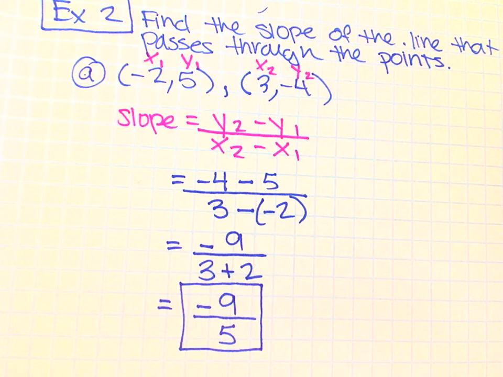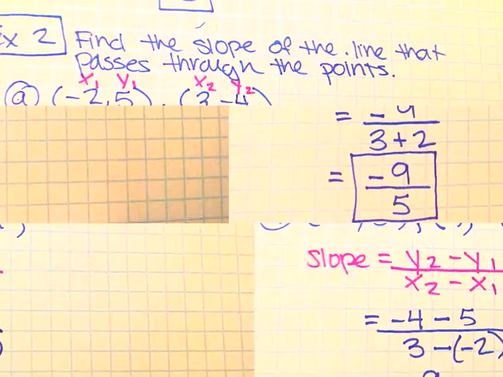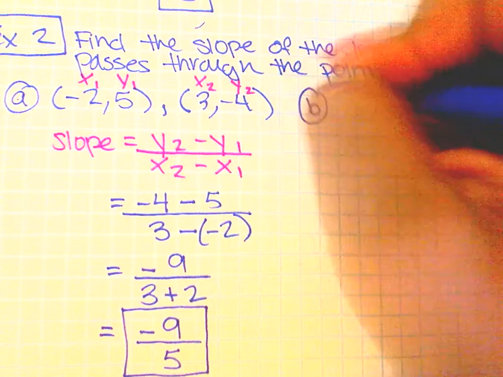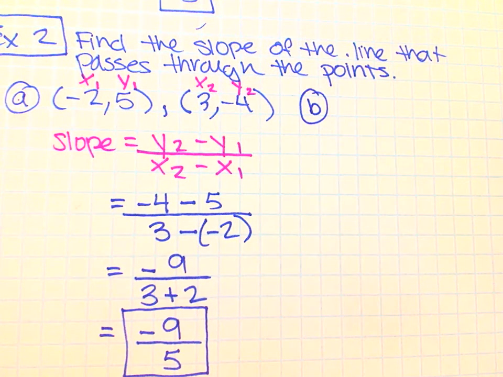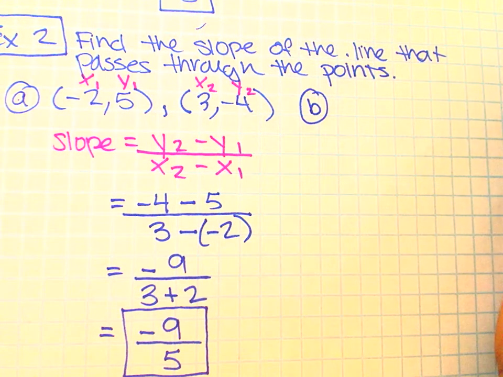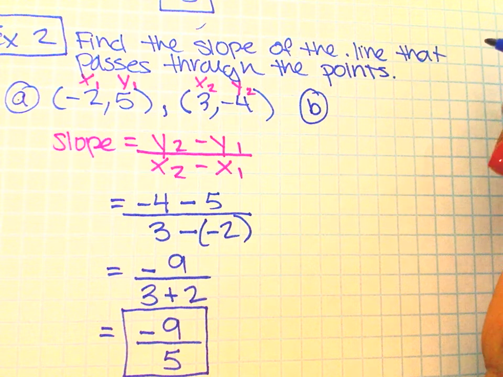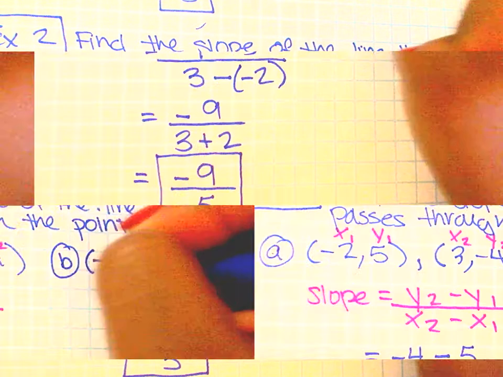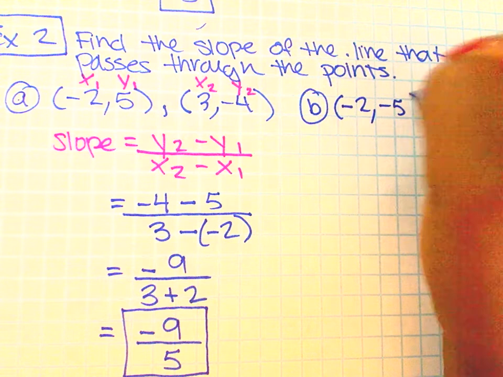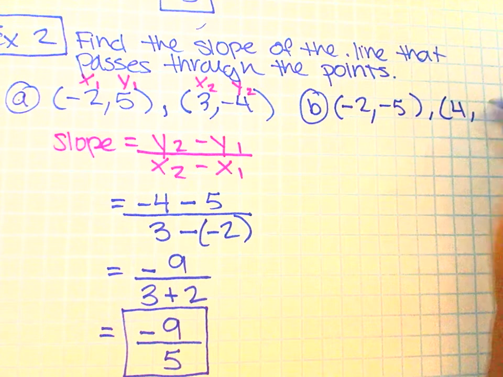So when you have 2 points, that's what you need to do. Let's try one more like that and then move on to example 3. So we're going to call this B on this other side. They might give you -2, -5, and 4, 5.